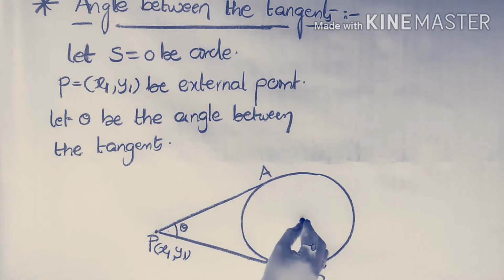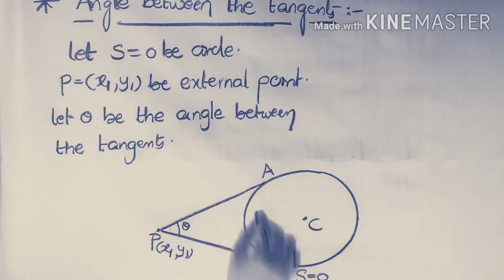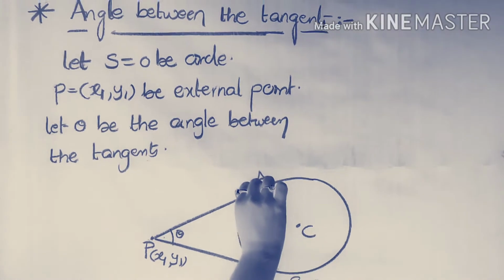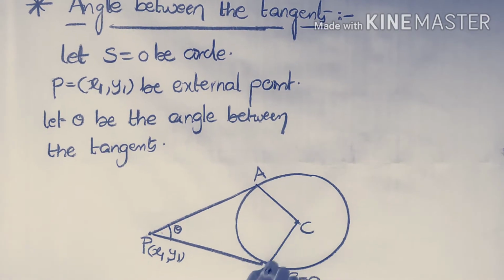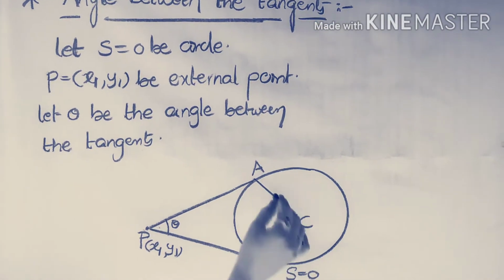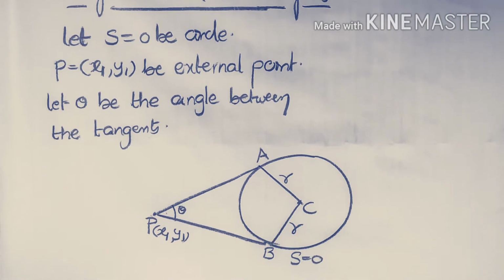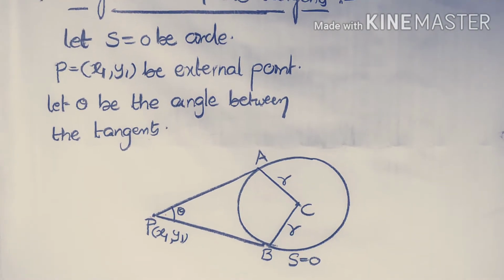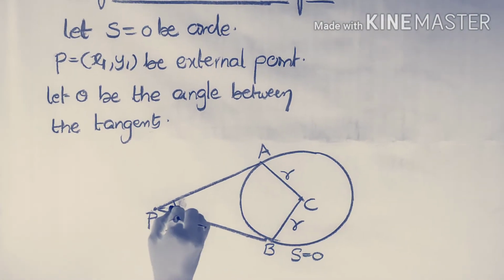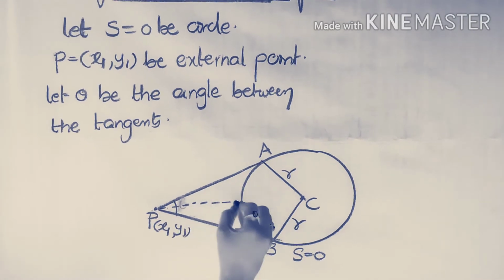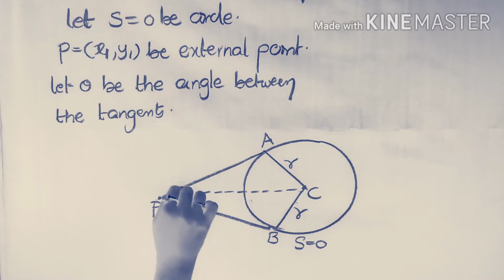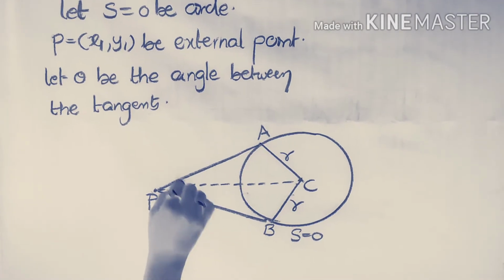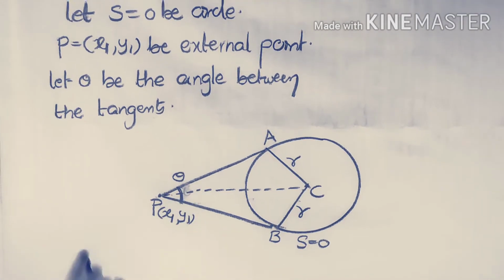So clearly this is the center of the circle. And we are joining the point A to the center and B to the center. Now clearly these two values are radius values. CA = R and CB = R. Now I join the point P to the center. This is joining the points P, C. Now the total angle between these two lines is equal to theta.